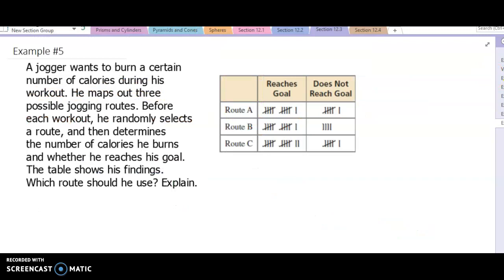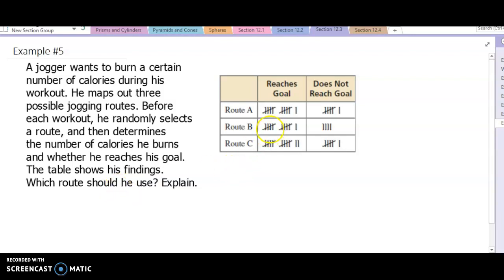All right, let's look at our last example. This is example 5. So it says a jogger wants to burn a certain number of calories during his workout. He maps out 3 possible jogging routes. Before each workout, he randomly selects a route and then determines the number of calories he burns and whether he reaches his goal. The table shows his findings. Which route should he use? Okay, so we want to know, when did he reach his goals?